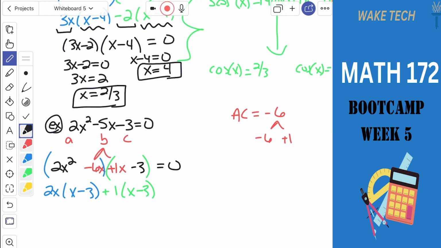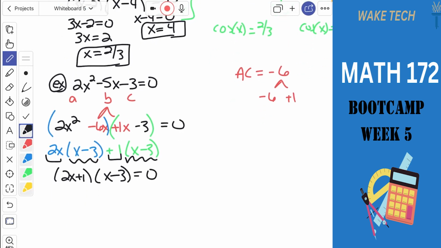And ultimately what that tells us is that the original equation in black factors into 2x plus 1 times x minus 3. And so we could then set each factor equal to 0 to solve for x. We will get 2x equals -1, and so x equals -1/2, or x equals 3.